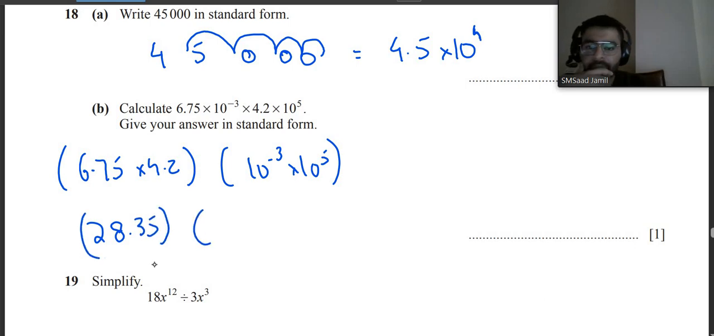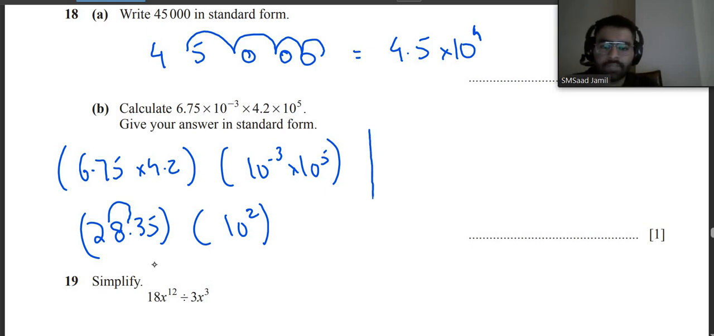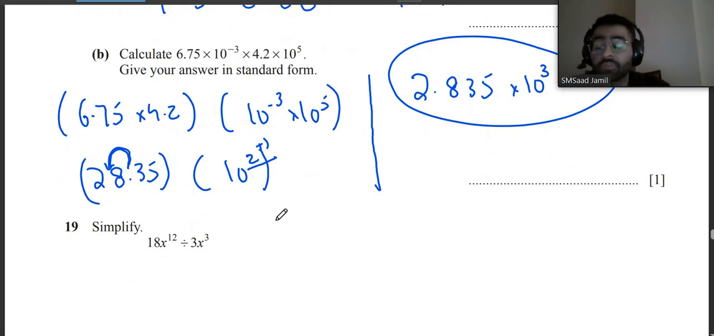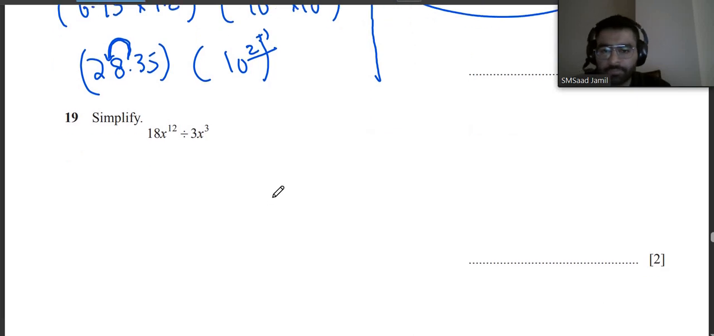And multiply by 10 raised to power 2, because negative 3 plus 5 is positive 2. Now look, we have to go one decimal place back, because in standard form that's how you give the answer. So this turns out to be 2.835, and when we go one decimal place back, we add 1 to the power, multiply by 10 raised to power 3. So that's going to be your answer, 2.835 multiplied by 10 to the power of 3.